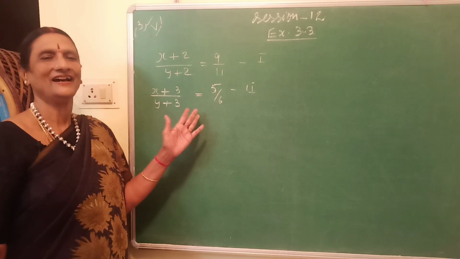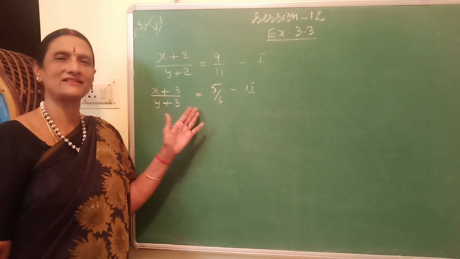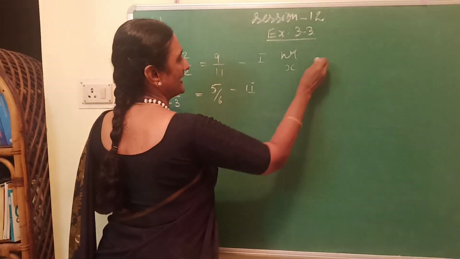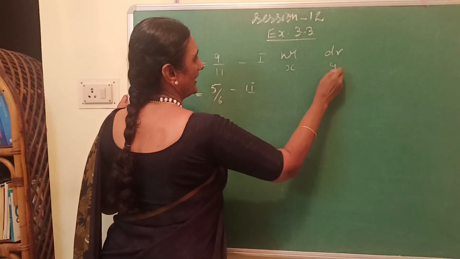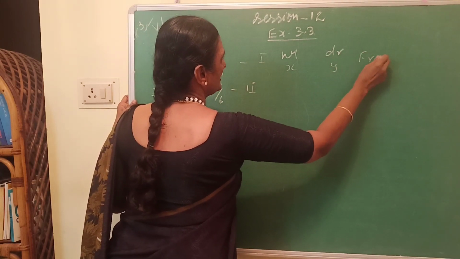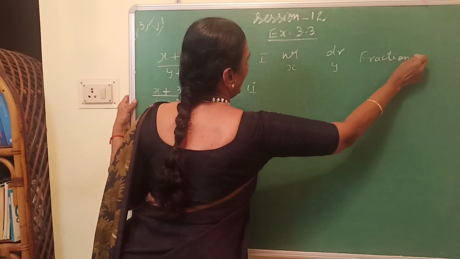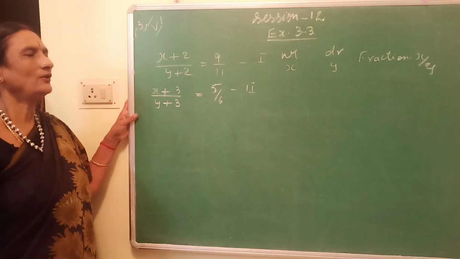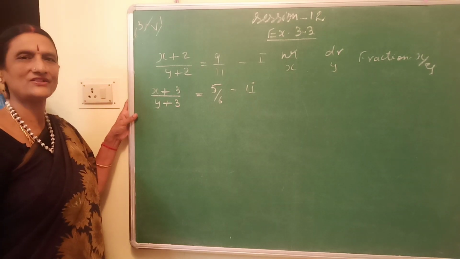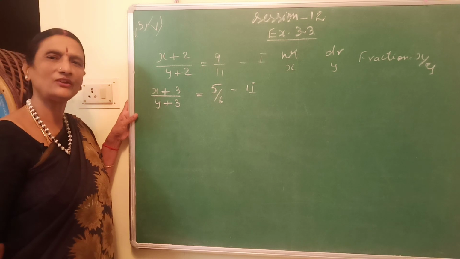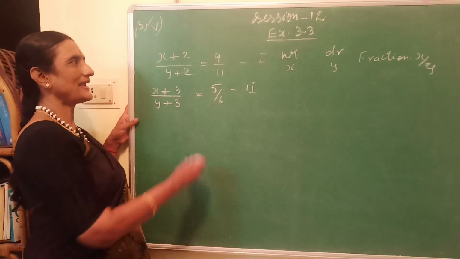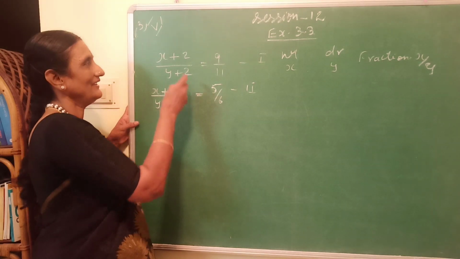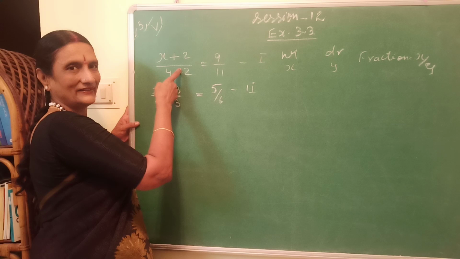How did we get this? In a fraction, we have a numerator and a denominator. So I am going to keep the numerator as x and the denominator as y. Therefore, the fraction is x by y. Now the situation is what? In the first situation we are adding 2 to both the numerator and the denominator, and by adding 2 we get 9 by 11. That's what I have written as equation 1 here.